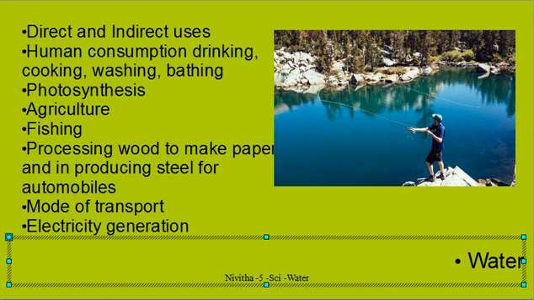Processing wood to make paper and producing steel for automobiles also consumes a lot of water. That means industrial activity also needs a lot of water. Dyeing cotton cloth from white to different colors uses a lot of water, and then that water becomes polluted wastewater. That is again mixed with good water and it creates pollution for people living around the cotton mills or dyeing mills. That is a problem.